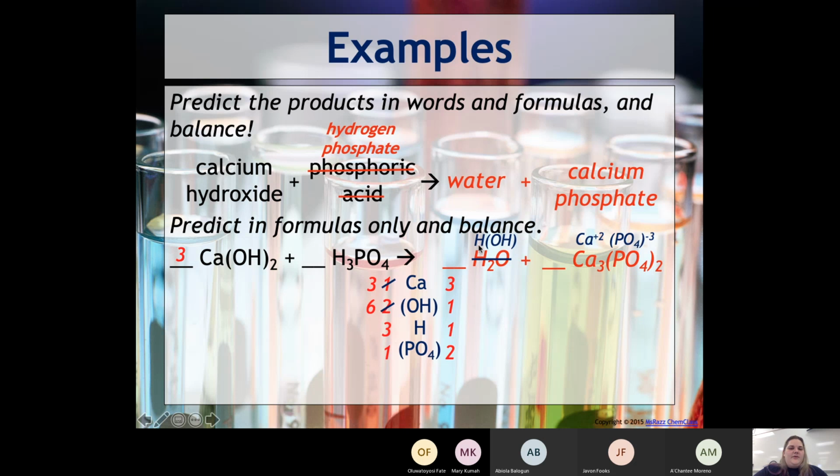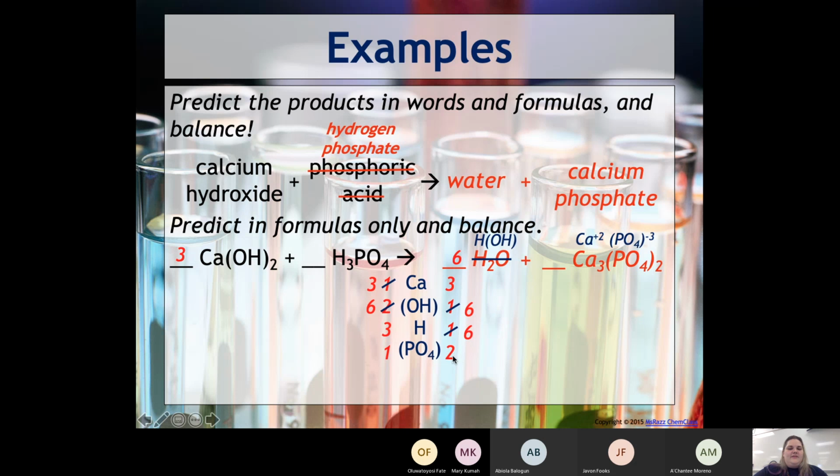So that means that I need to come over here and put a 6 in front of here, because I need that 6 to multiply by the hydroxide here to balance it. But that 6 also multiplies by the hydrogen. So both of them change. So now calcium and hydroxide are good, but the hydrogen and the phosphate are still not.